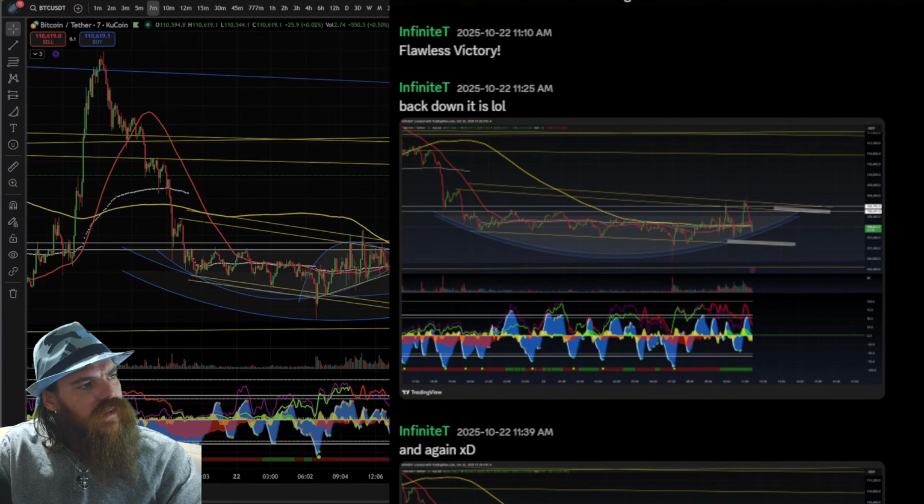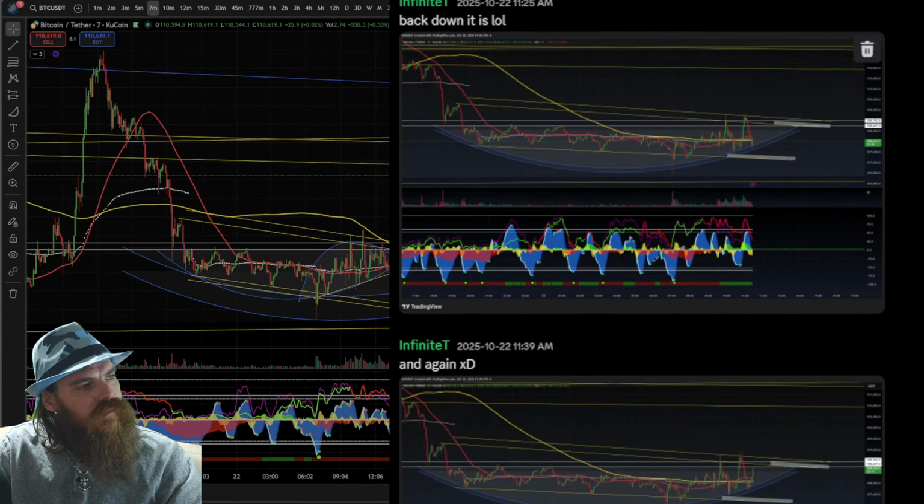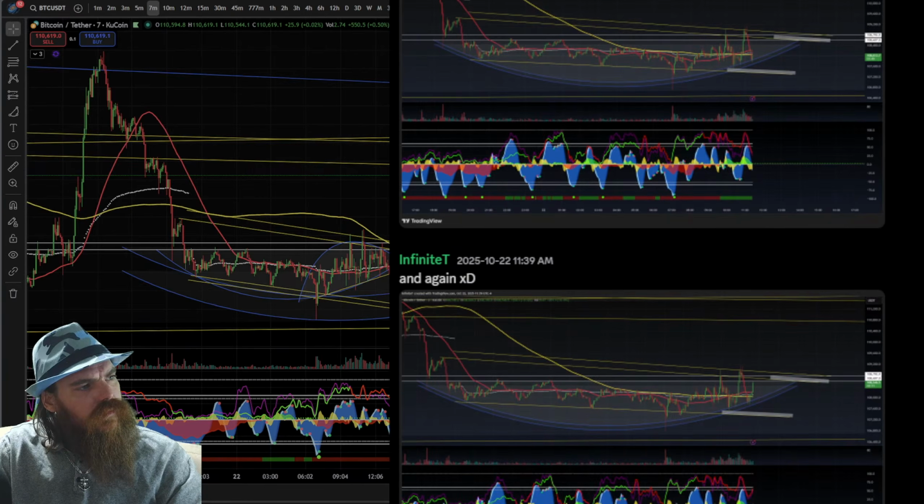Okay, so our idea is we're looking for an entry at the bottom of this pattern, or we're looking for an entry at the breakout and the retest of this pattern. Right now, we hold this curve idea and we get another push up to this level. So again, at this point, if we do break through, we're looking at a retest entry. If we don't break through, we're looking at a run down to the bottom.